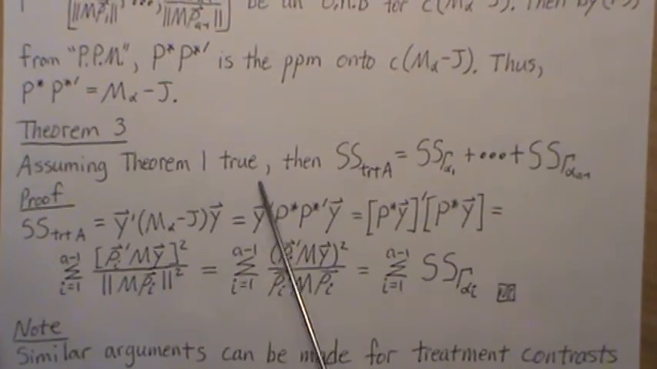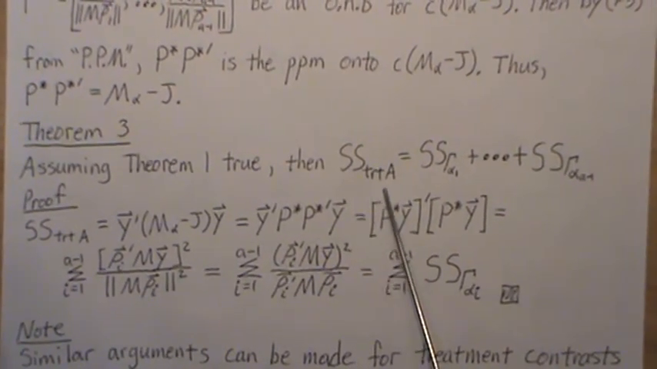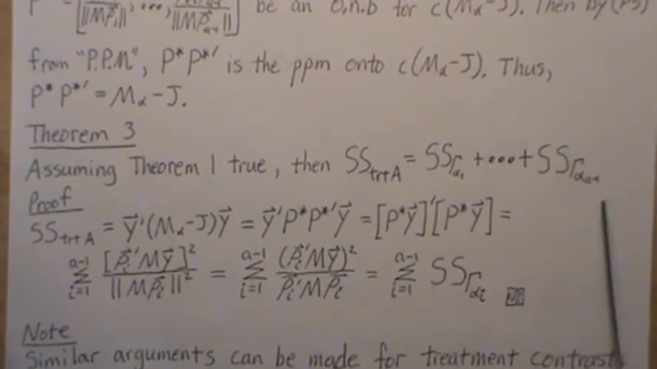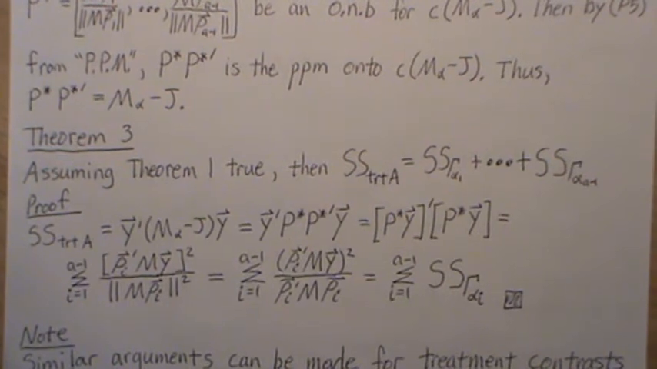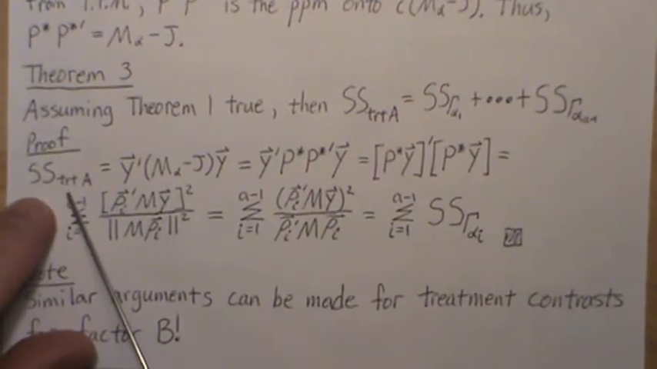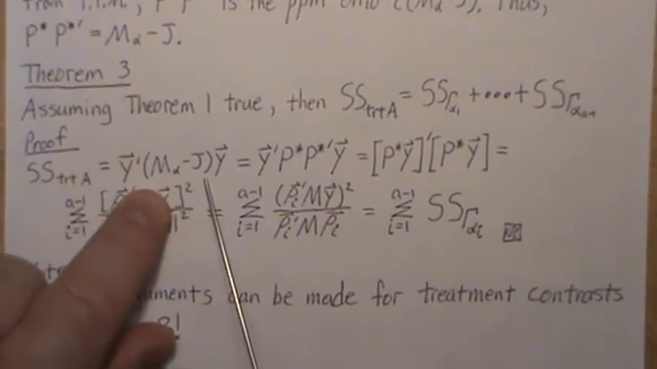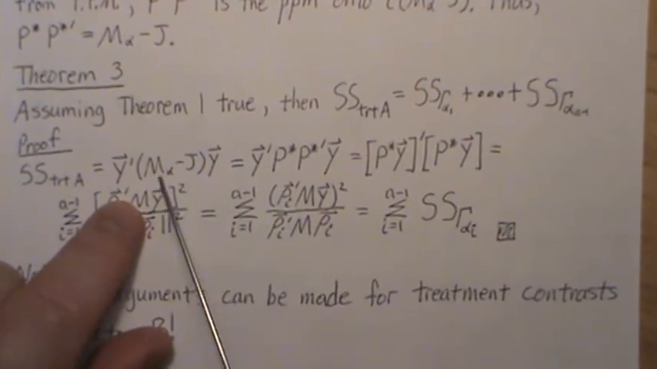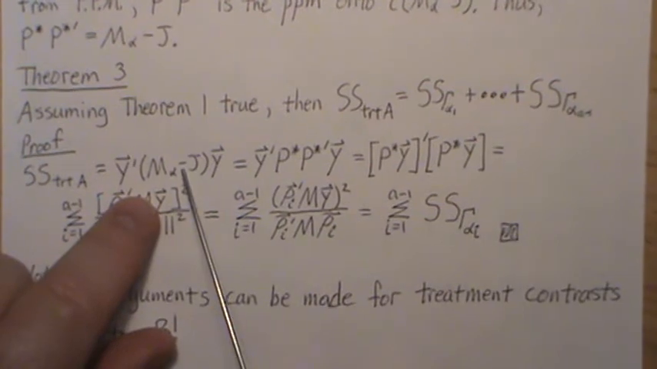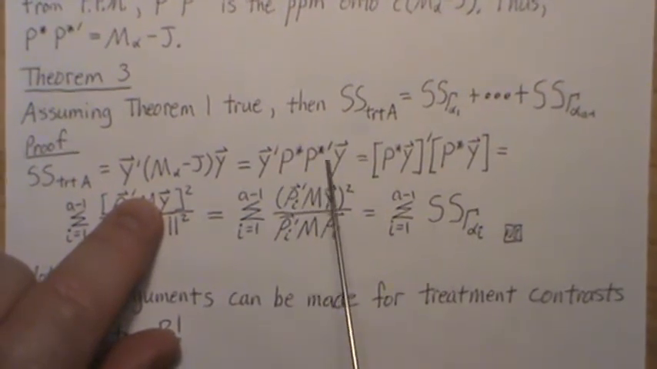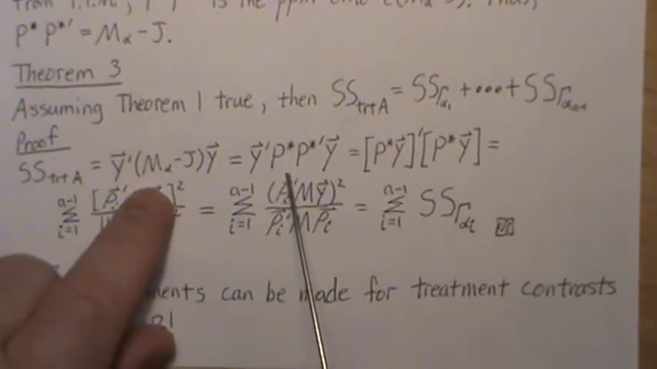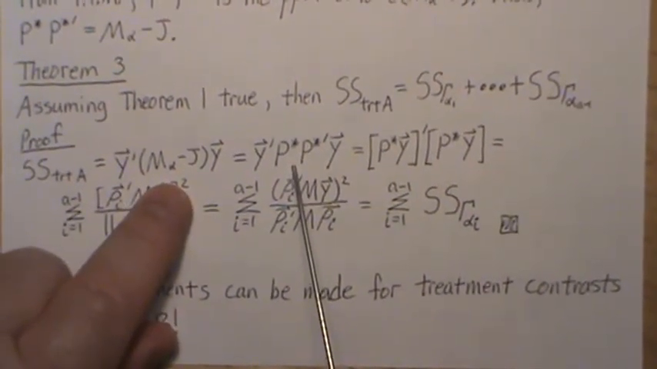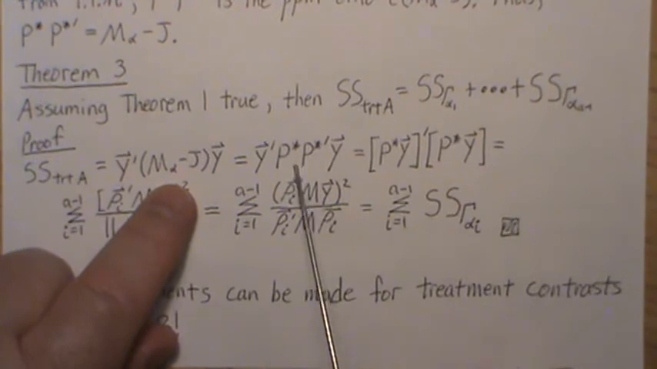So assuming theorem 1 is true, then the sum of squares for treatment A can be broken up into the sum of squares for these orthogonal treatment contrasts. So the proof is this. So here's the sum of squares for treatment A. It's this quadratic form. But remember, this is the perpendicular projection matrix, which is equal to this, which deals with the orthonormal basis for the column space of M alpha minus J.